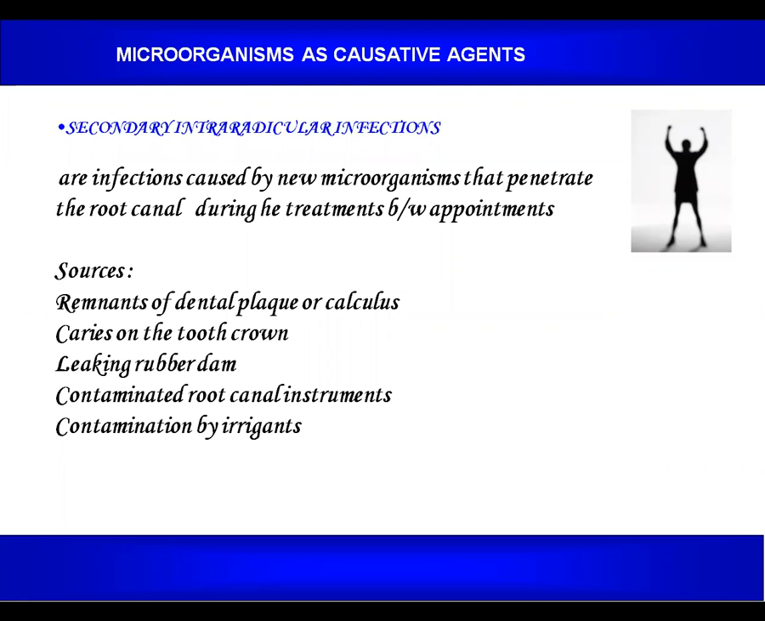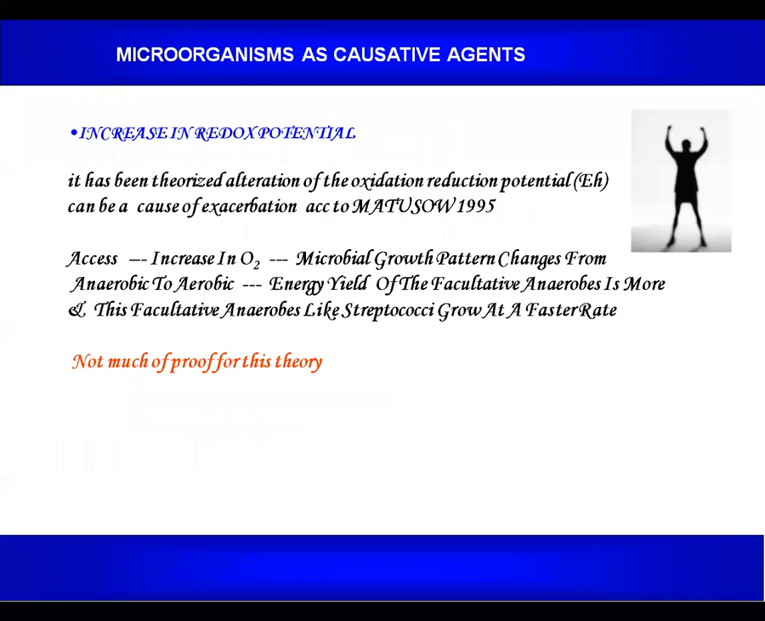Microorganisms as causative agents. Secondary interradicular infections are infections caused by new microorganisms that penetrate the root canal during the treatments between appointments. Sources: remains of dental plaque or calculus, caries on the tooth crown, leaking rubber dam, contaminated root canal instruments, and contamination by irrigants.